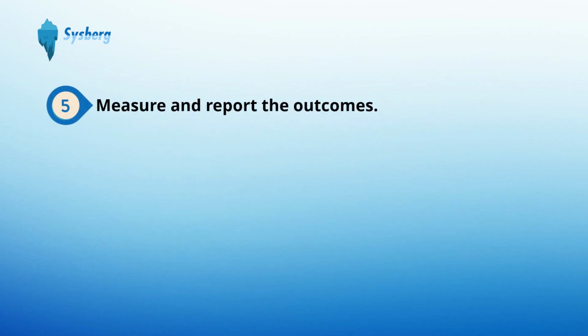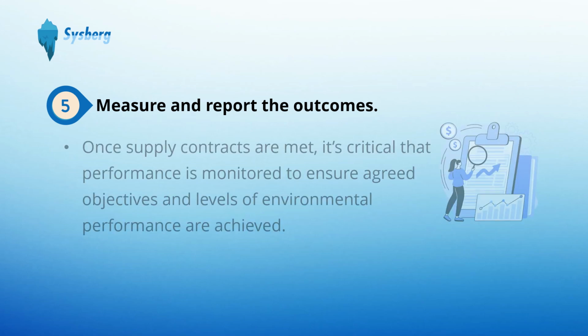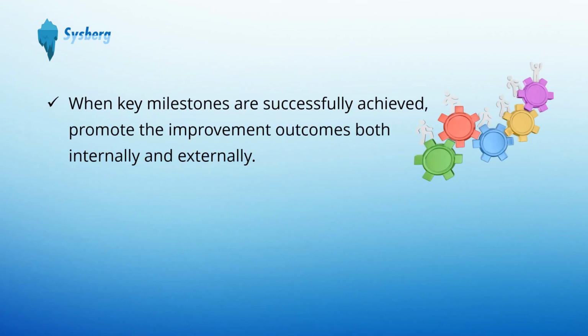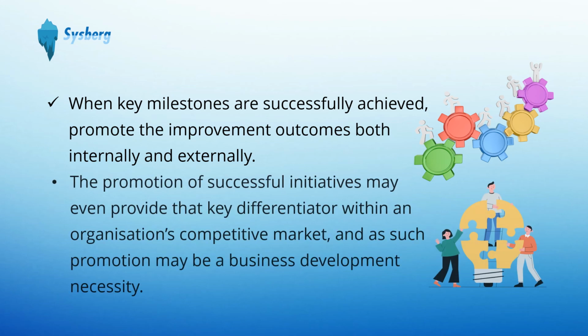Step 5. Measure and report the outcomes. Once supply contracts are met, it's critical that performance is monitored to ensure agreed objectives and levels of environmental performance are achieved. When key milestones are successfully achieved, promote the improvement outcomes both internally and externally. The promotion of successful initiatives may even provide that key differentiator within an organization's competitive market, and as such promotion may be a business development necessity.